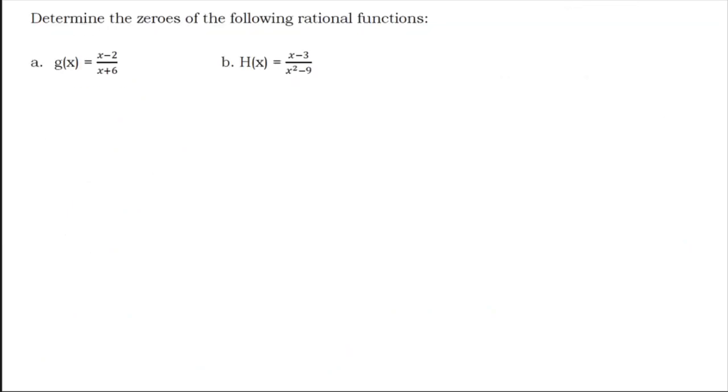Now let's try another. For now, we have to determine the zeros of the following rational functions. For letter A, g of x is equal to x minus 2 over x plus 6. For letter B, h of x is equal to x minus 3 over x squared minus 9.